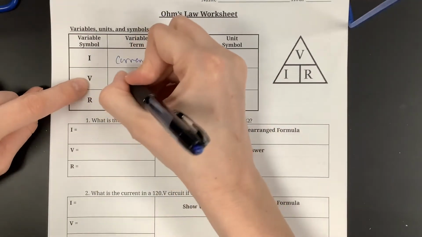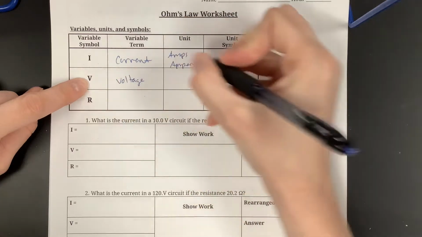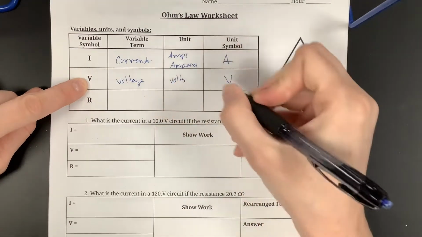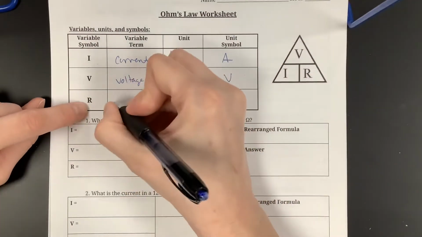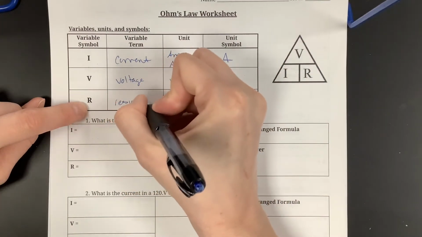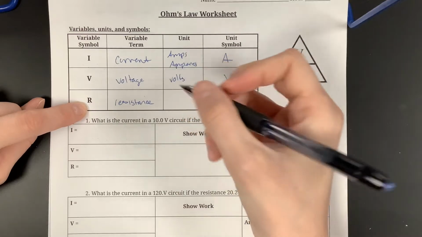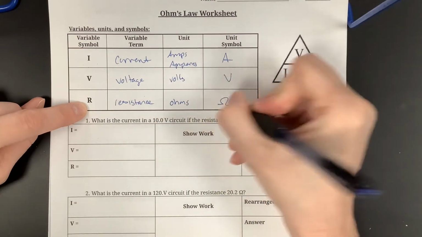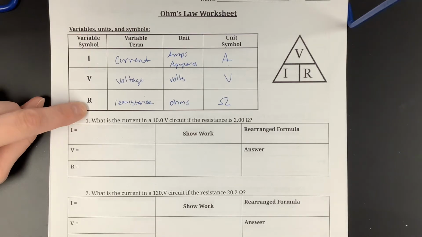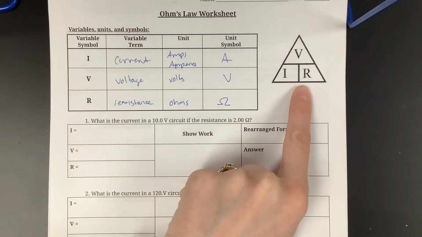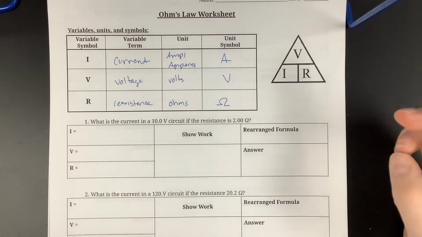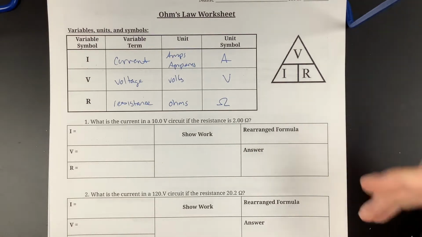Voltage is measured in volts, abbreviated with a capital V, and resistance is measured in ohms, which is spelled like this, and it's symbolized with that Greek letter right there. Remember that any equation that has three variables can be put into this kind of triangle to give us a visual reminder of how these three variables relate to each other.